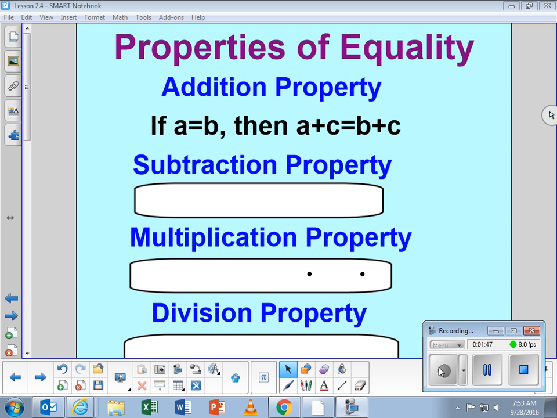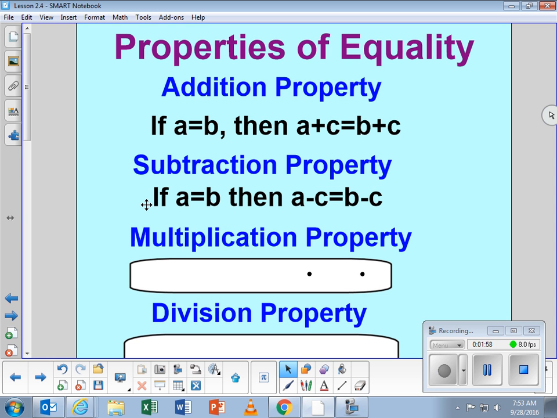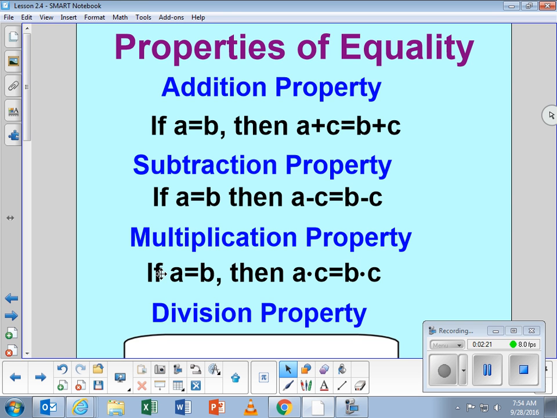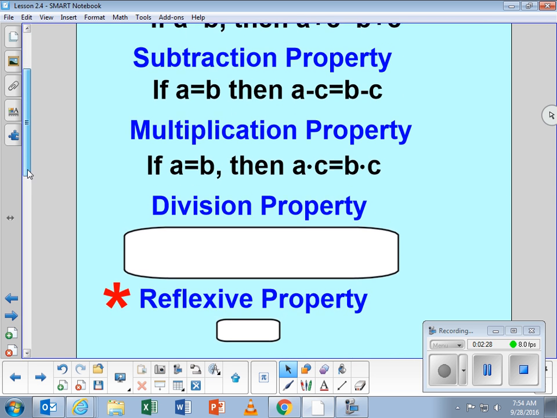So the subtraction property of equality, what do you think that's going to say? Perfect. If A is equal to B, then A minus C equals B minus C. What do you think the multiplication property says? If A equals B, then A times C equals B times C. Awesome. If A is equal to B, then A times C is equal to B times C. Perfect.